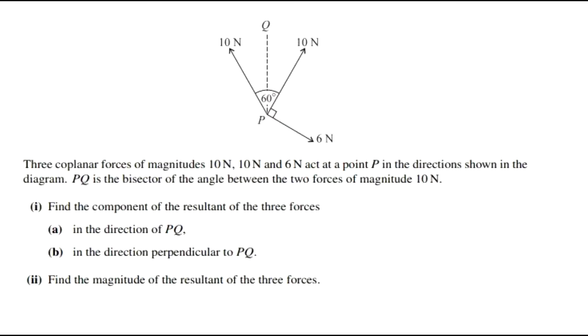Now let us see a few examples. The figure is given. Three coplanar forces of magnitude 10 Newton, 10 Newton and 6 Newton act on a point P in the direction shown in the diagram. PQ is the bisector of the angle between the two forces of magnitude 10 Newton. First question, find the component of the resultant of the three forces, A, in the direction of PQ, and in the direction perpendicular to PQ. Find the magnitude of the resultant of the three forces.